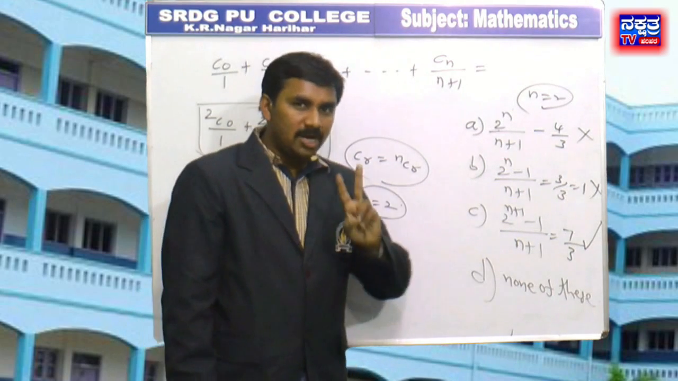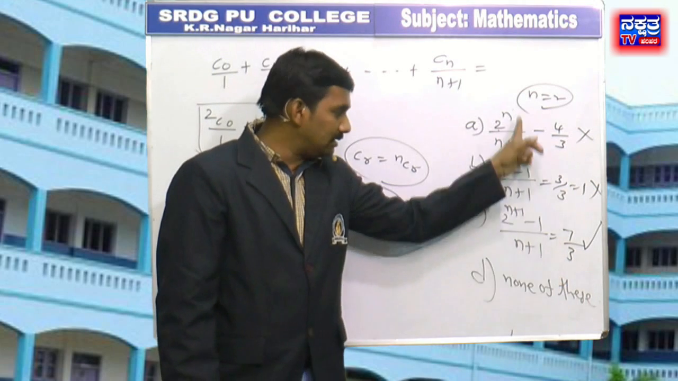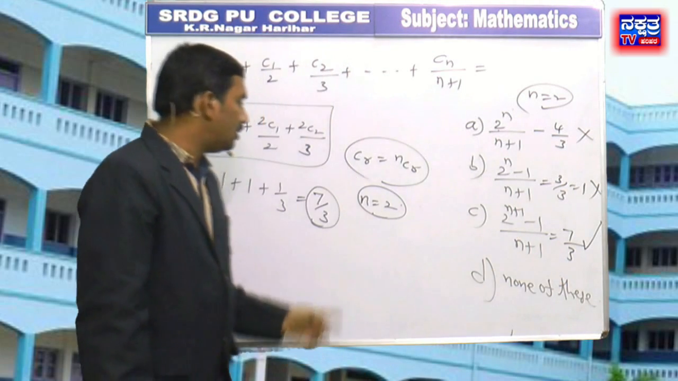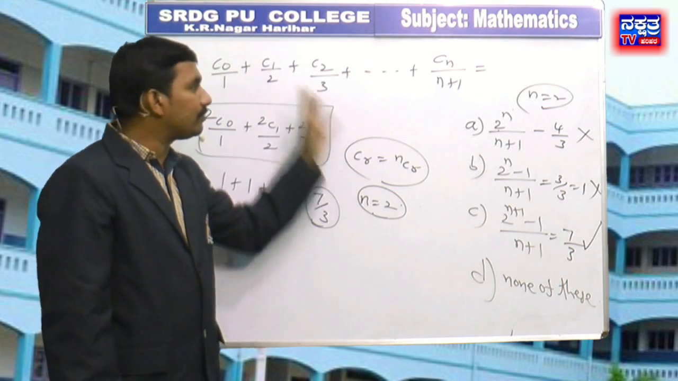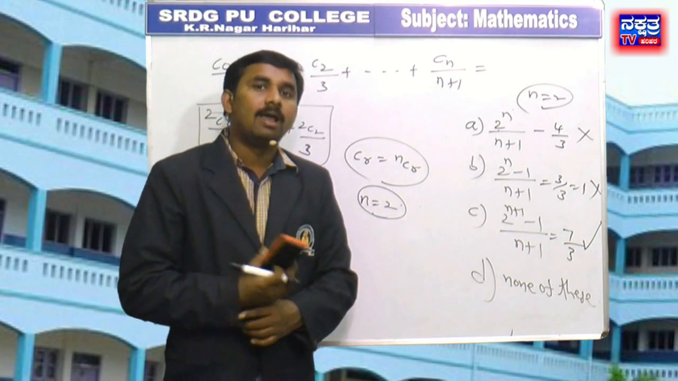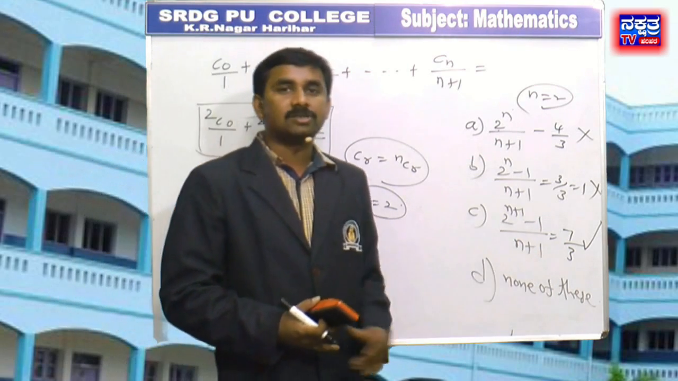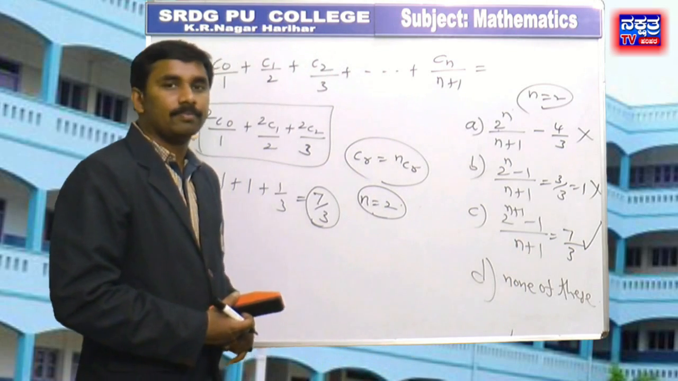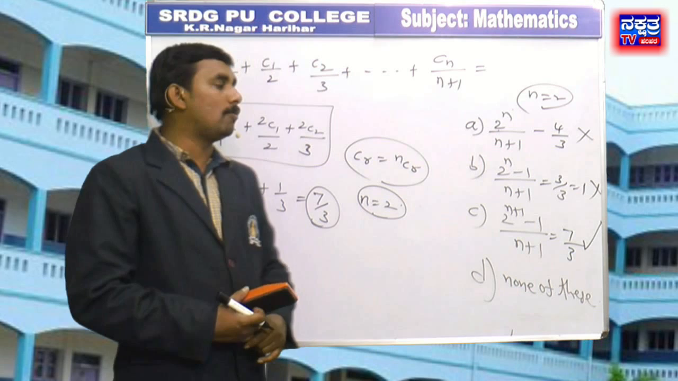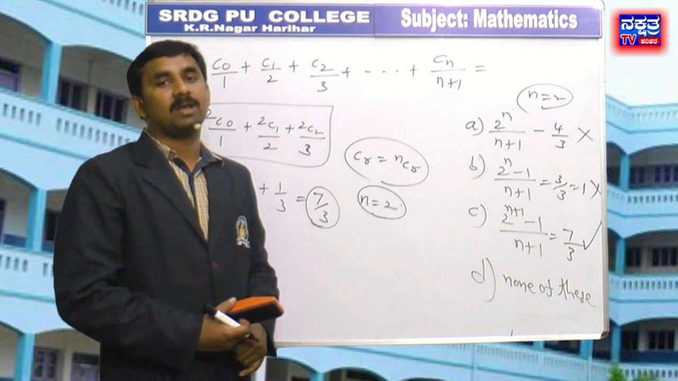If you find that two options are correct among these four options, then go for the next number, n equal to 3, and do that verification. Like this, we can do this problem in a simple manner by the verification method. So what is the correct option now? Option C, 2 power n plus 1 minus 1 by n plus 1.